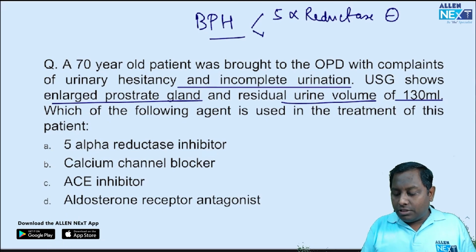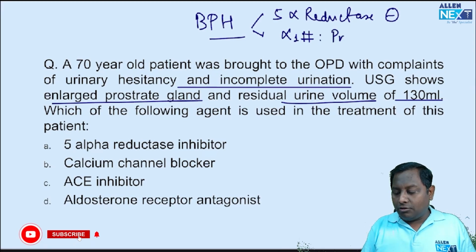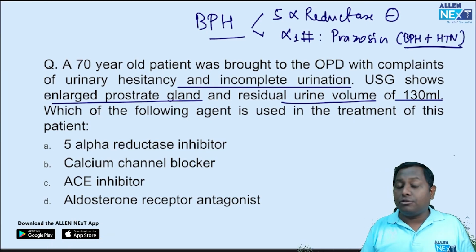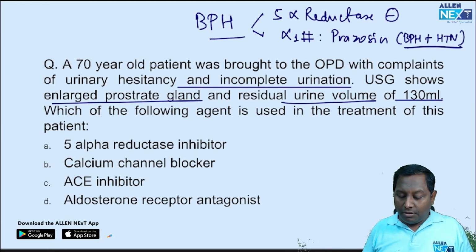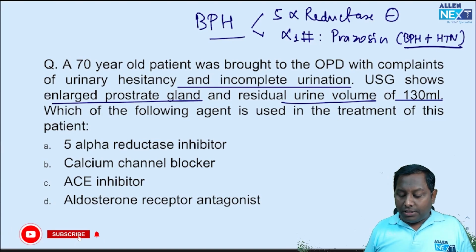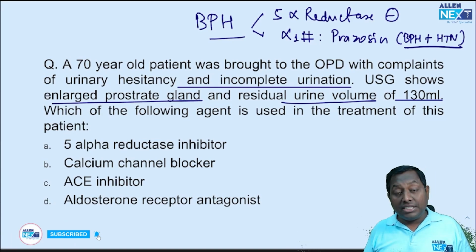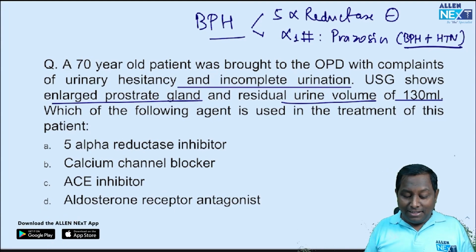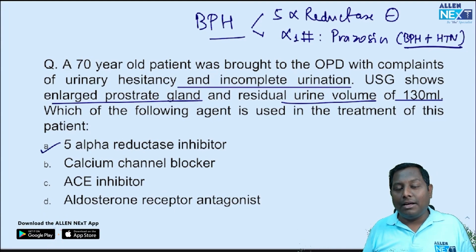We can also use an alpha 1 blocker, for example prazosin or terazosin, which is the drug of choice if hypertension comes along with BPH, right? So benign prostatic hypertrophy with hypertension, this will be the drug of choice. Now, given the options we have in BPH, are you going to use an ACE inhibitor, aldosterone receptor antagonist, calcium channel blocker, or 5-alpha reductase inhibitor? I think it's needless for me to say anything. All of you guys are already aware.